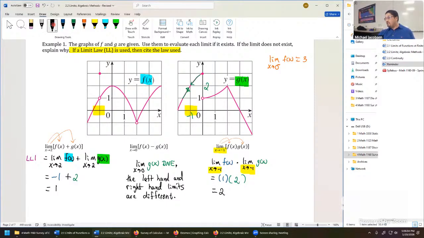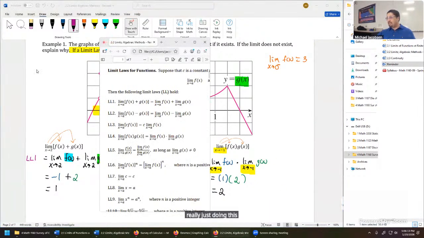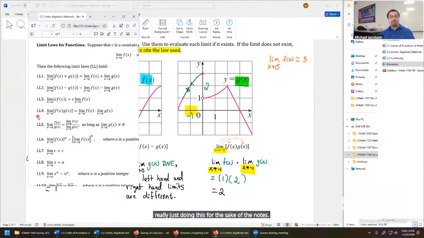Then our work is done. The value comes out as a 2. I noticed I did forget to say one thing. It said if a limit law is used, cite the law used. We're really just doing this for the sake of the notes. We used limit law 4, so let's just put this down as a paper trail in the notes.